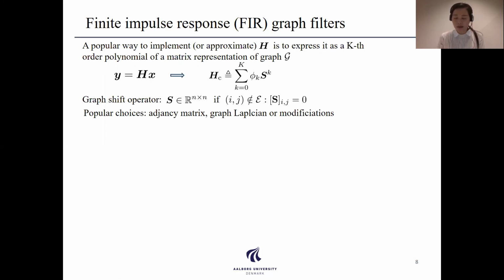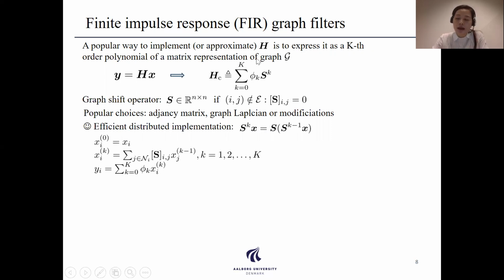It characterizes this graph. It's an n by n matrix, and if node i and node j are not connected in the graph, the corresponding entry should be 0. So this graph shift operator characterizes the graph. Popular choices of this S can be, for example, the adjacency matrix and the graph Laplacian or their modifications. One good thing about this FIR graph filter is that it allows a very, very efficient distributed implementation.